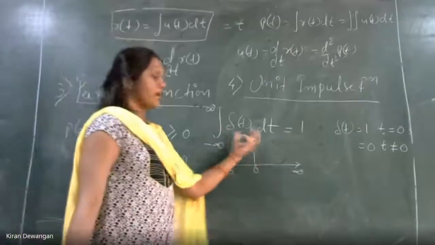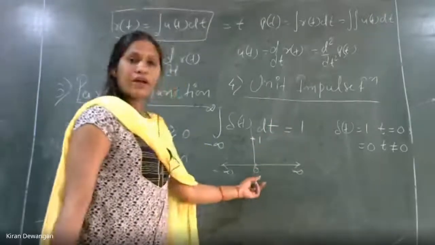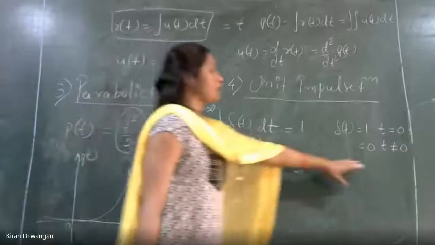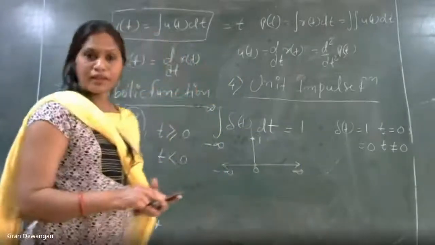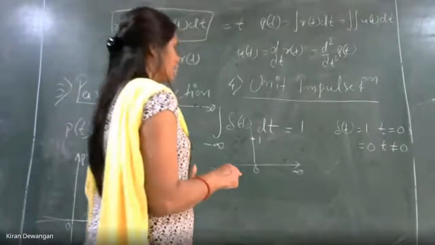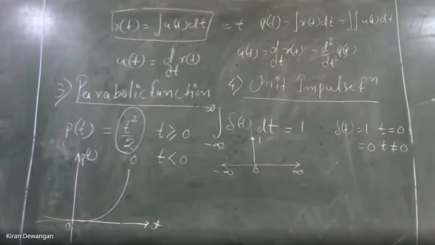So δ(t) dt will always be 1 and the 1 is the value at t equals 0. And for the rest of the values of t, it is 0. Okay? So that is how δ(t) is defined. Now we have the properties of δ(t). We will be studying the properties of δ(t).